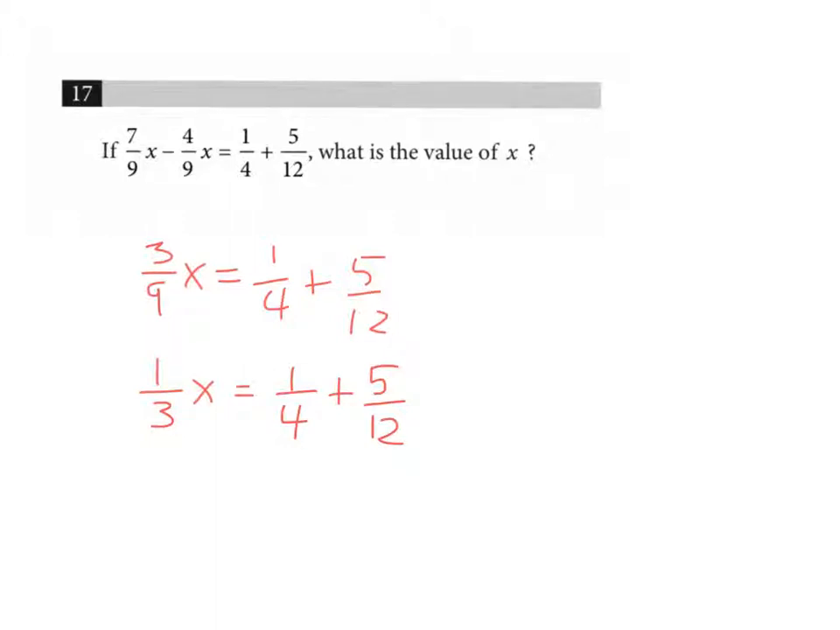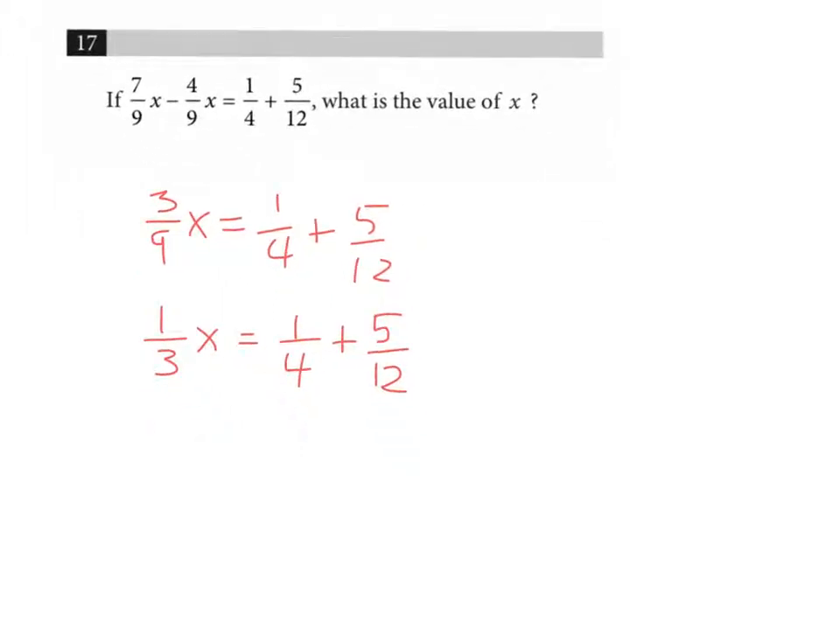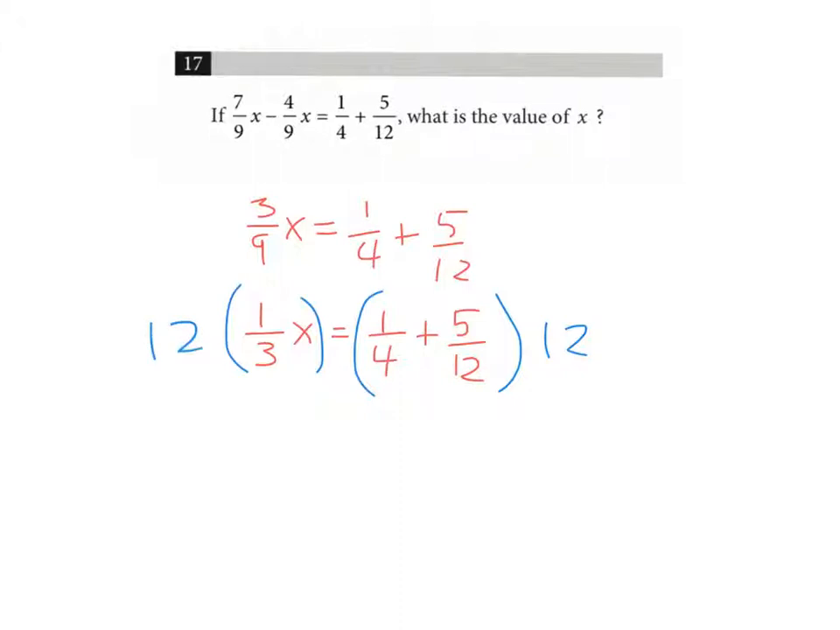I'm going to multiply everything by the LCM of 3, 4, and 12. And the LCM, the least common multiple of 3, 4, and 12, is 12. So I'm going to multiply everything, meaning both sides of the equation, by 12. Now, why would I do that?